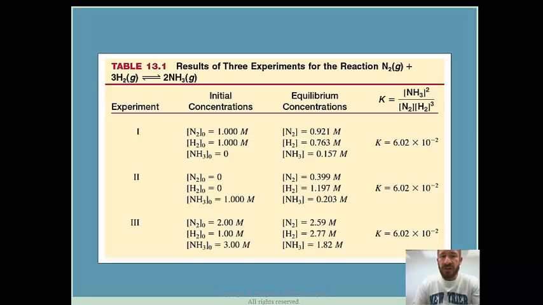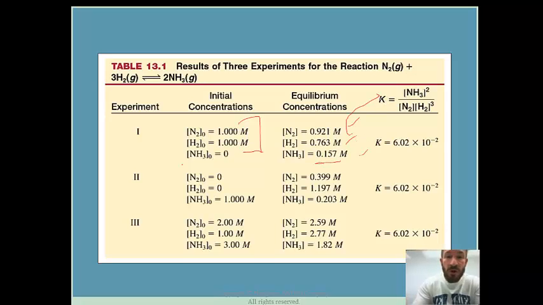Let's look at three different scenarios for the classical reaction of nitrogen and hydrogen forming ammonia. In the first one, we have all reactants. We have nitrogen and hydrogen. Those are our initial conditions. Those are allowed to reach equilibrium, and we end up with different amounts of nitrogen, hydrogen, and also now ammonia.